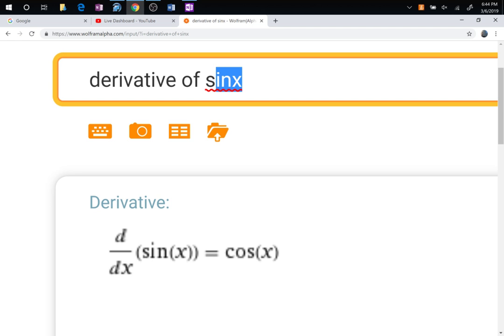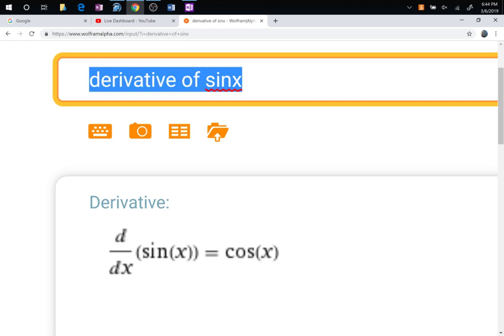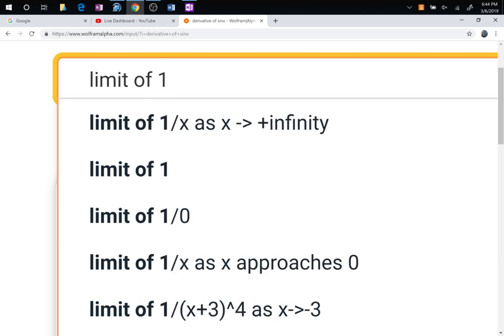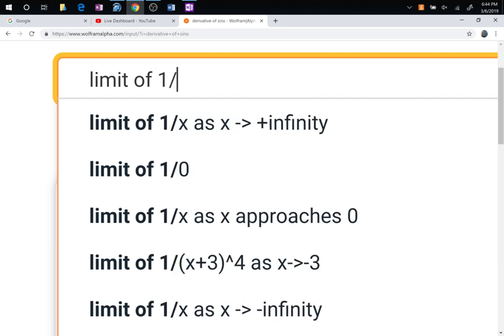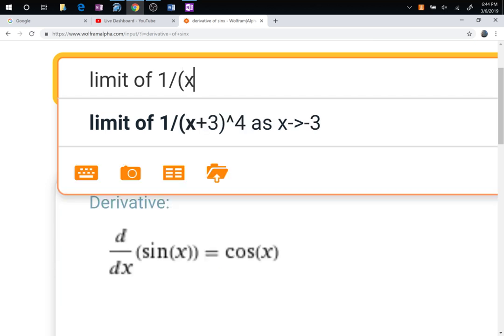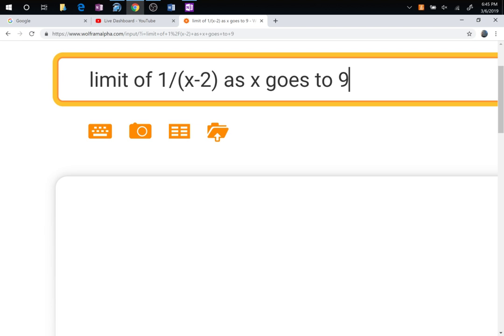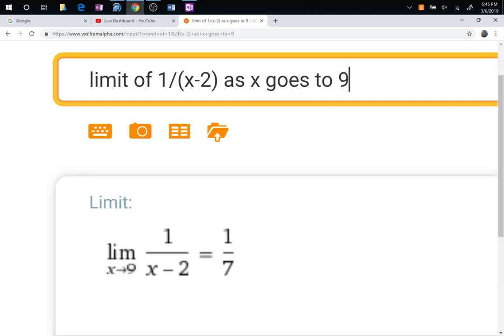If you need to check any of your limits, limit of 1 divided by x minus 2 as x goes to 9, right? So just talk to it. It's an AI. It listens on the other end and provides the answers.